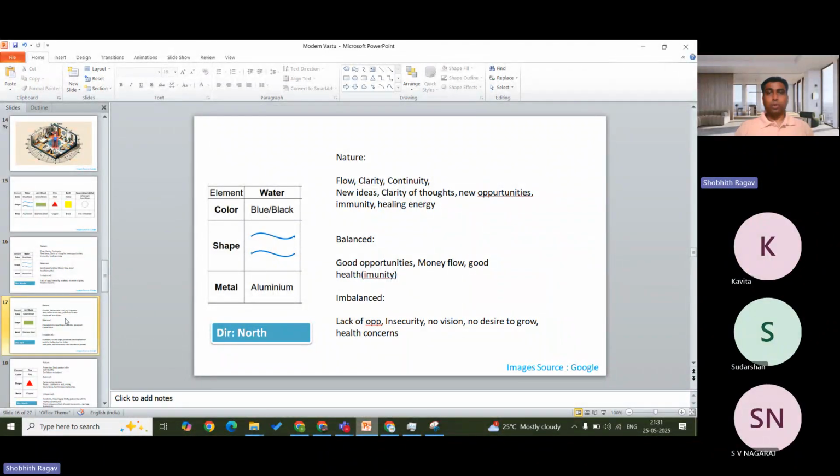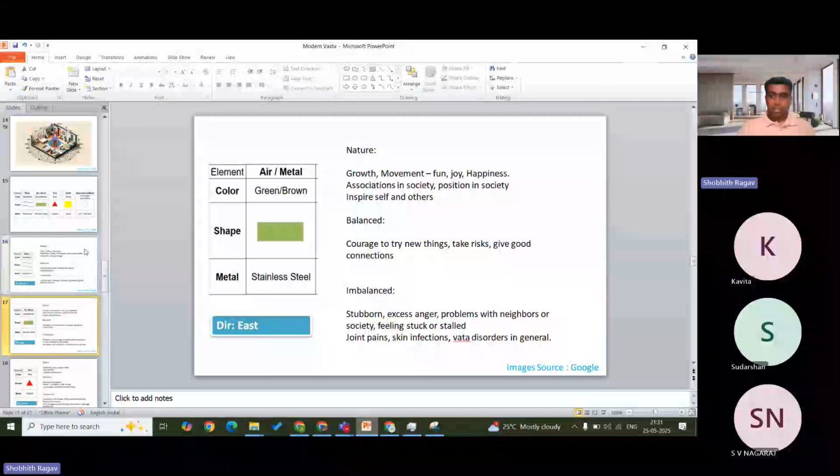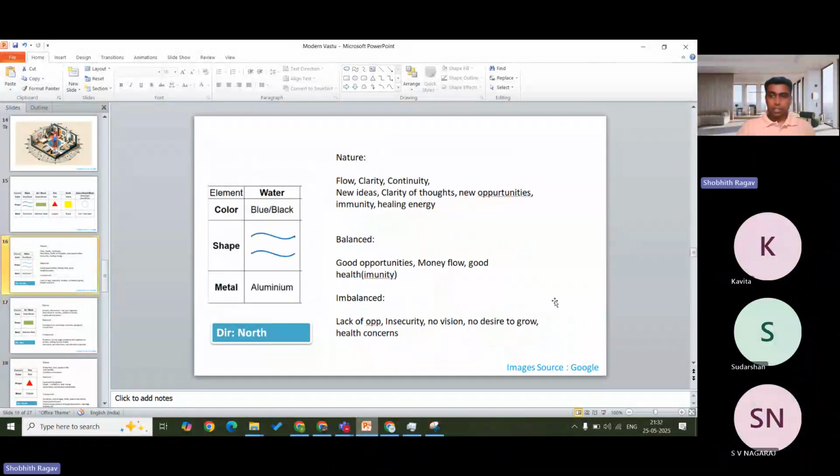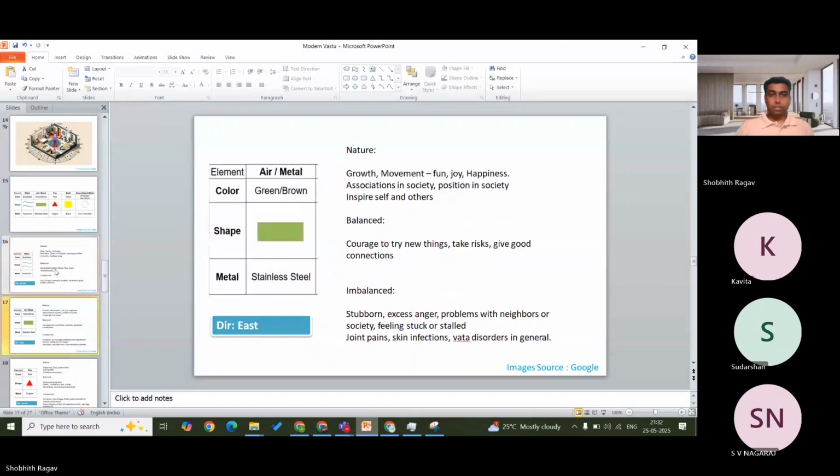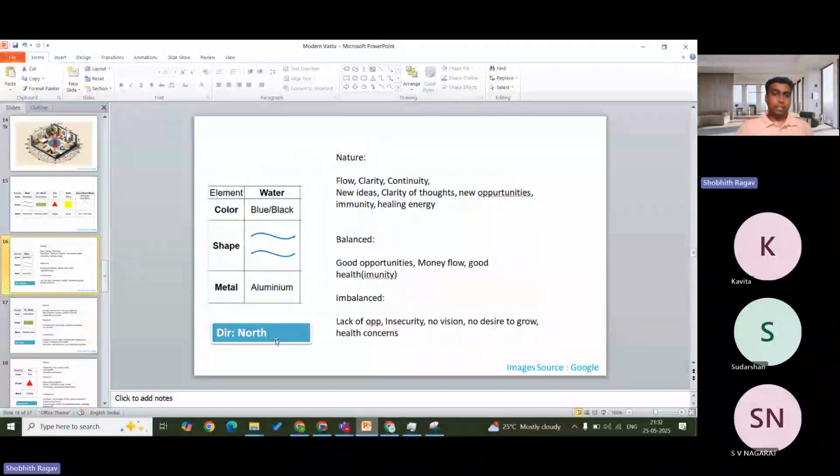Now, any doubts? Otherwise, I can proceed to the next element, because if you understand all the elements in depth, it will be easy for you to drill down on the problems. This, I already told, predominantly depicts the north direction.